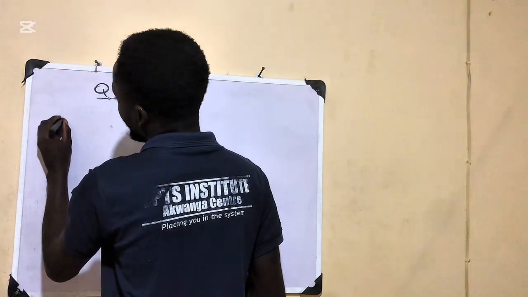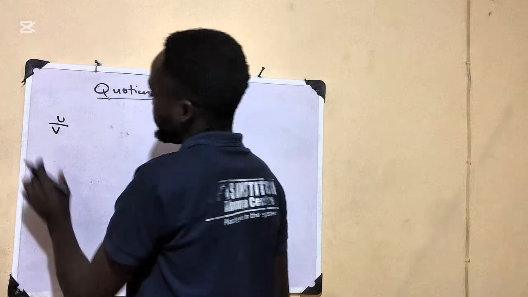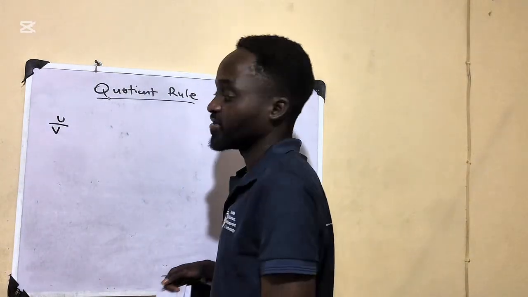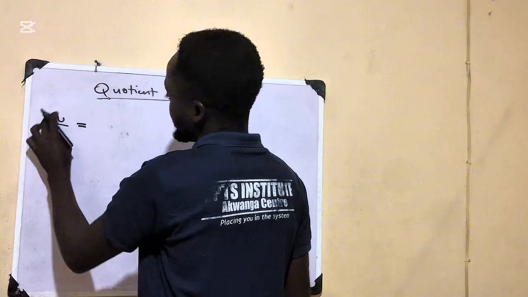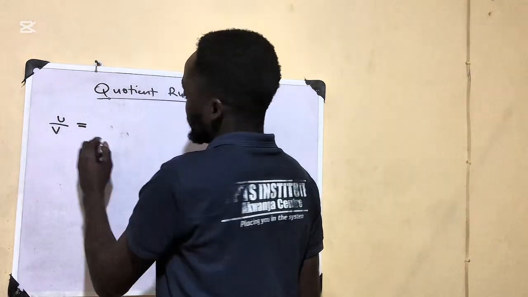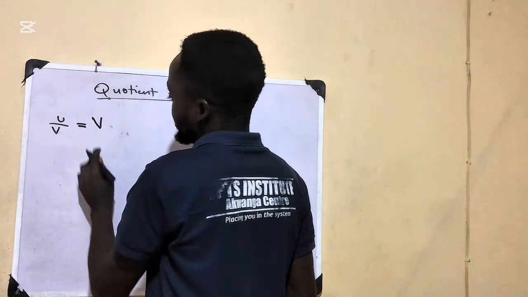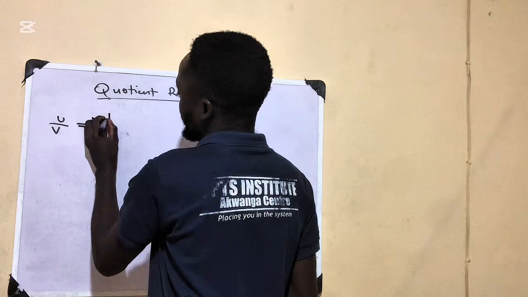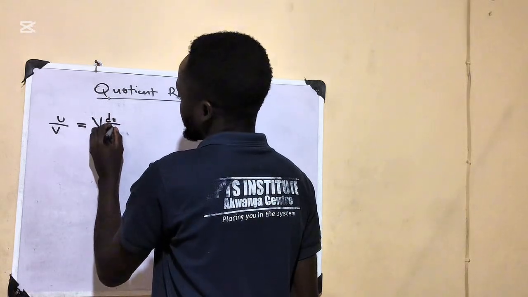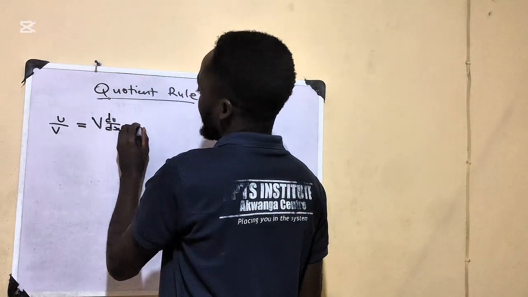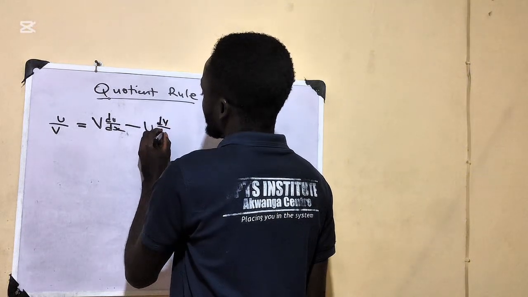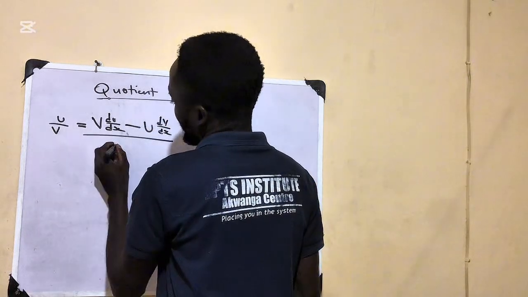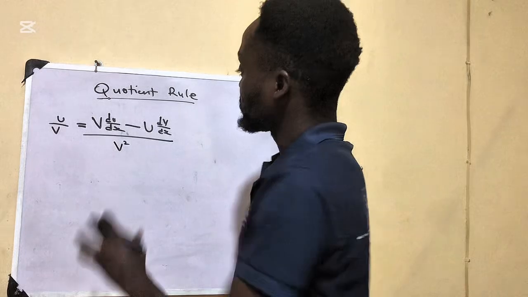If you have u over v, that means a numerator divided by a denominator, this one is the numerator, this one is the denominator. The rule is that if you are differentiating this function, we are going to write v as it is, which is the denominator, and then you differentiate the numerator with respect to x. Then minus, now write u dv over dx, all over v squared. This is the quotient rule.